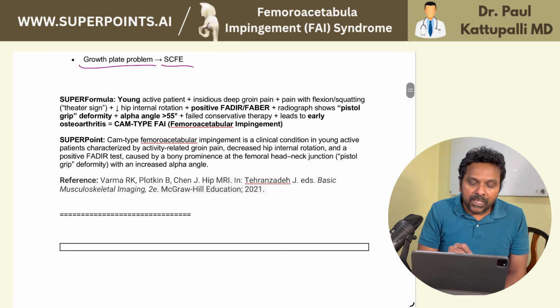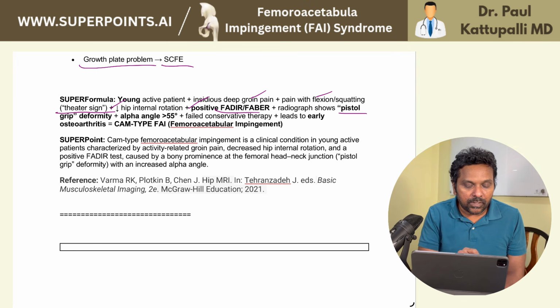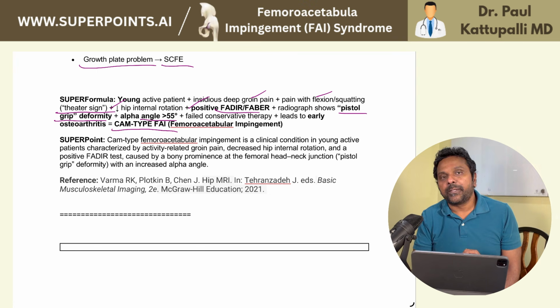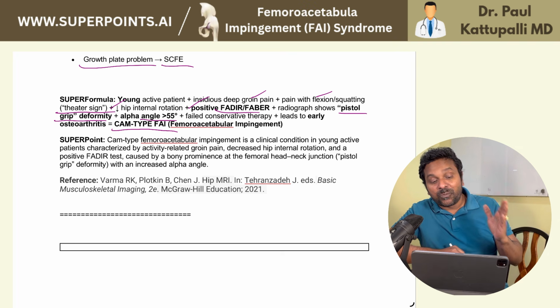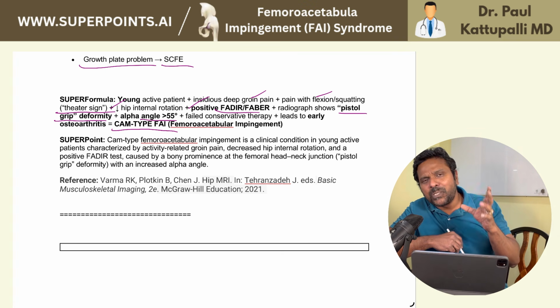Next, super formula. Young active patient, insidious deep groin pain, pain with flexion, squatting, Thomas sign positive, decreased hip internal rotation, positive FADIR test, radiography shows pistol grip deformity, alpha angle more than 55. So that is CAM type FAI. All right, super formula is about how to recognize a particular answer by those keywords. When you see groin pain and squatting pain, positive FADIR, pistol grip deformity on X-ray, alpha angle more than 55, go for it.